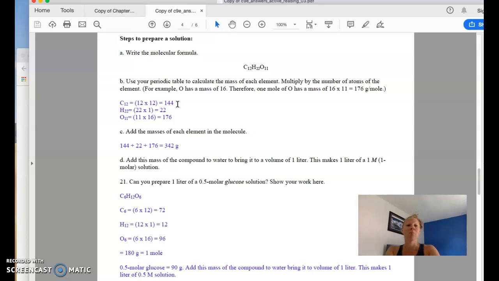So if you have a mole of them, or 6.02 times 10 to the 23rd, if you had that many carbons, which is a lot, you would have 144 grams of carbon. It's a little abstract, I know.